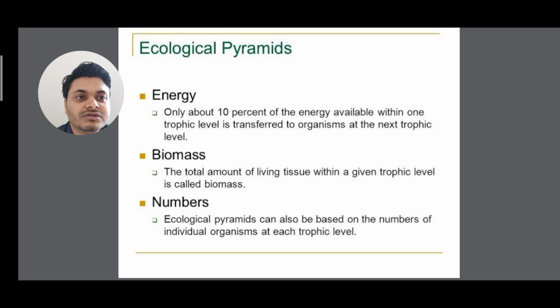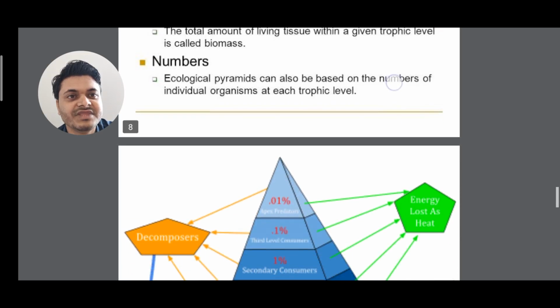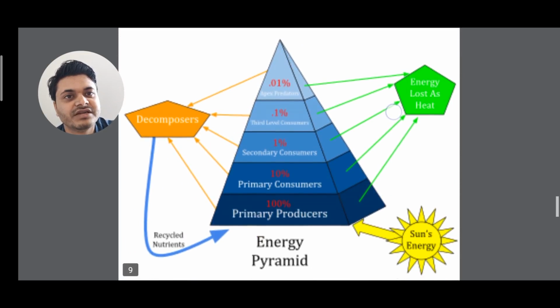Ecological pyramids can also be based on the number of individual organisms at each trophic level. So this one is also discarded, isn't it? So only the pyramid of energy is being focused on, and the most accepted one is the pyramid of energy.